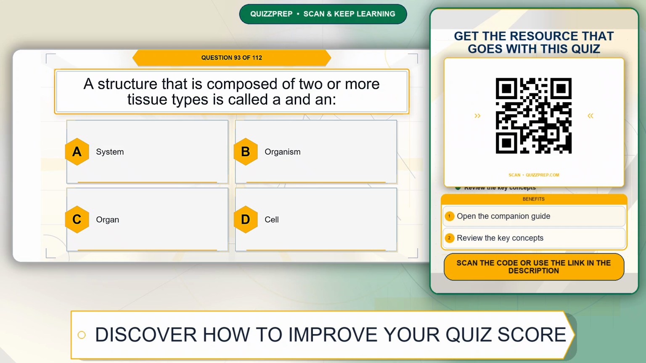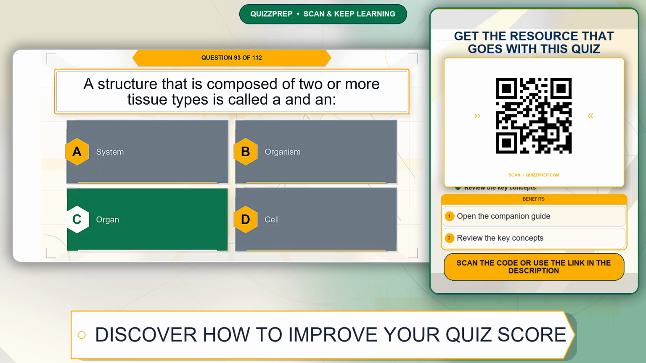Question 93. A structure that is composed of 2 or more tissue types is called an: Option A, system. Option B, organism. Option C, organ. Option D, cell. The correct answer is option C, organ.